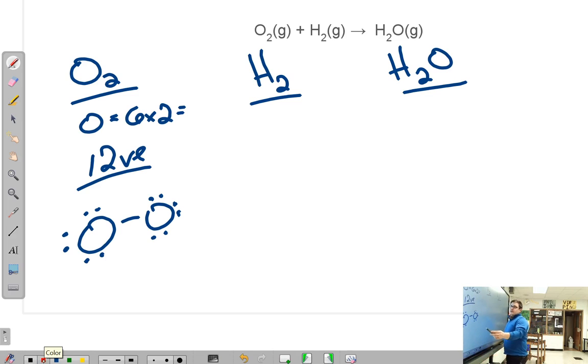So let's do this count together. We got 1, 2, 3, 4, 5, 6. The bond counts as 2, right? So 2, 4, 6, 8, 10, 12, 14 electrons, but I only want 12. What do we do if we had too many electrons? Get rid of them. We get rid of 2, we make a double bond.